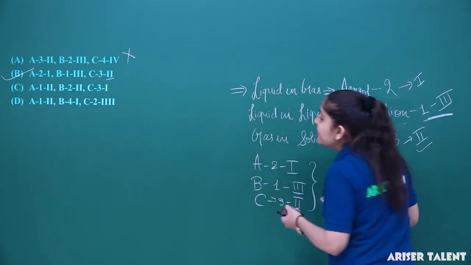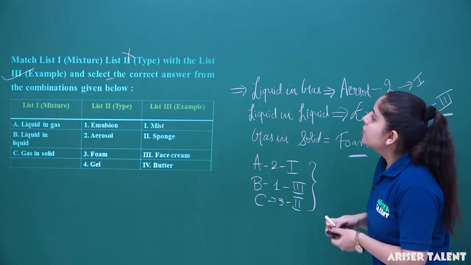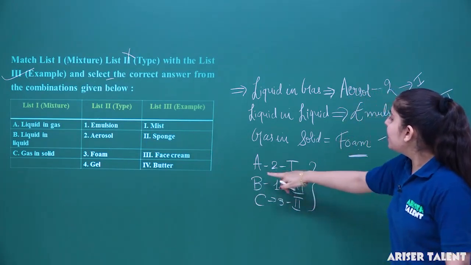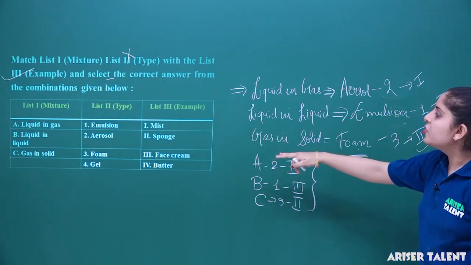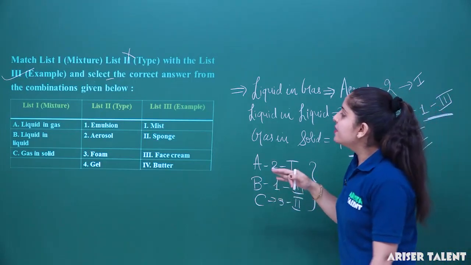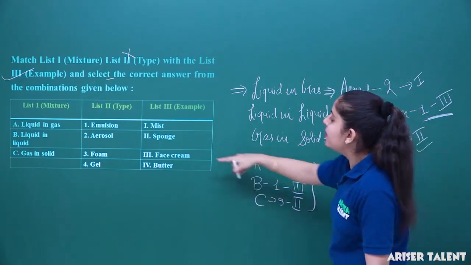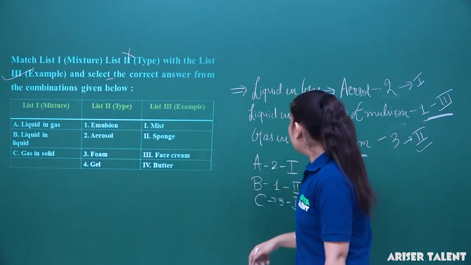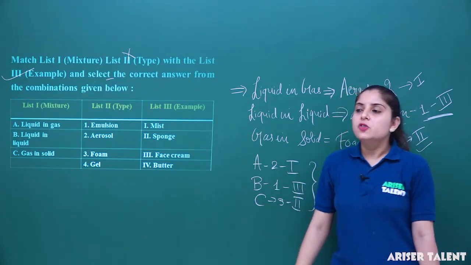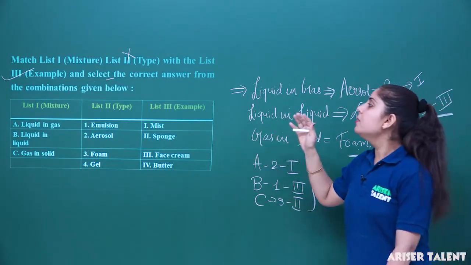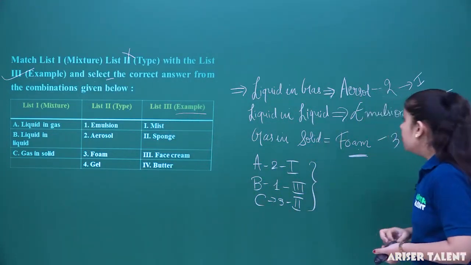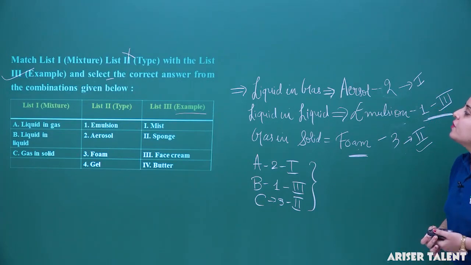Now you can recheck the list we have given there, to check whether we have done the question right or not. So liquid and gas is the aerosol, and the example is our mist. Liquid and liquid is the emulsion, and the example is our face cream. Gas and solid is a foam, and the example is a sponge. So these are the types of solutions we will obtain, and here is the list of the examples. Now let us move to the next question.